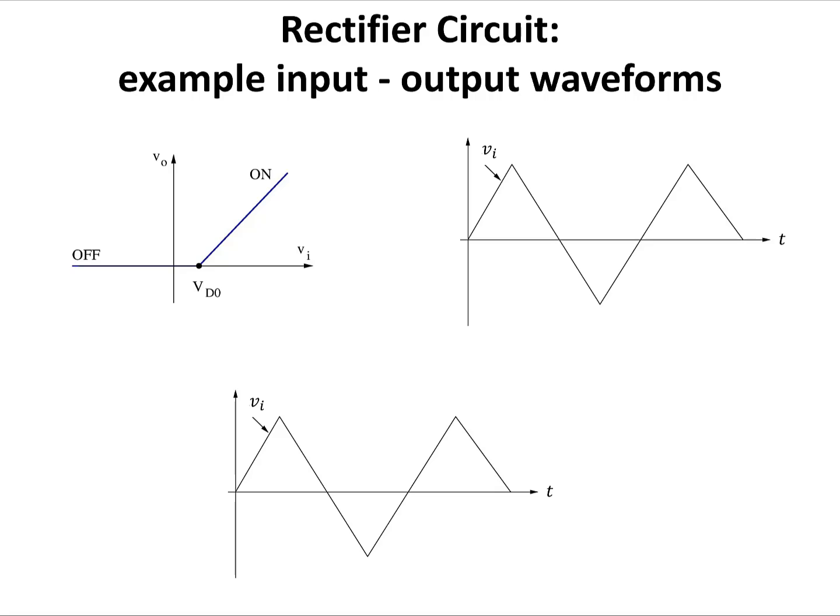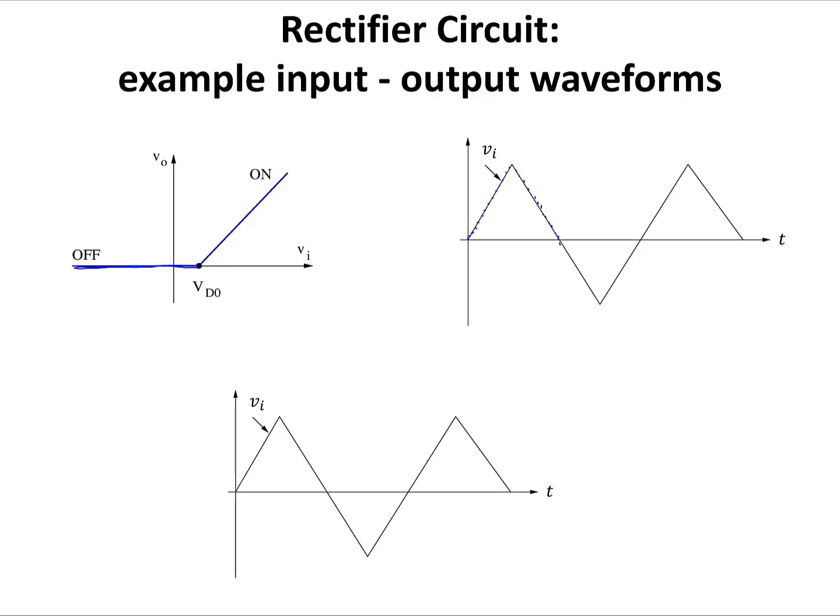So Vi signal is a triangular wave. It's a time-varying signal. For different time points, I have different Vi values, and I want to look at the transfer function to find Vout. By looking at the transfer function, I know that when the value of Vi is less than VD0, the output is going to be equal to 0.